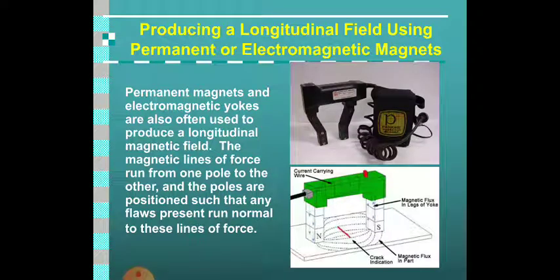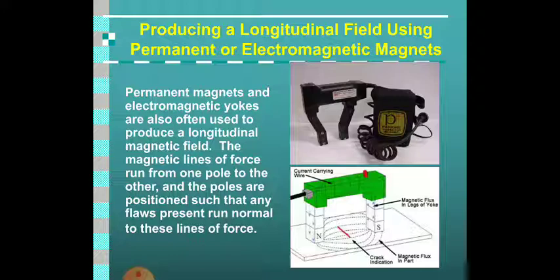Further, the longitudinal field can be produced using permanent or electromagnetic magnets. These are the permanent magnets, and these are the basic equipment as well, that is the prod and yoke method, the basic equipment utilized for generating the magnetic field. The basic equipment for magnetic particle testing for small size components is portable equipment. These are the prod and the yoke methods.